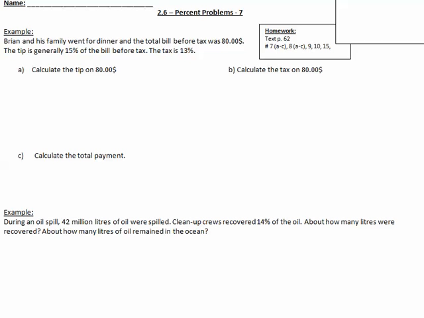Great, so we're now in grade 7 math, chapter 2.6. We're now on the back side of the sheet. We completed the first side of the sheet. So now let's take a look at some problems again.